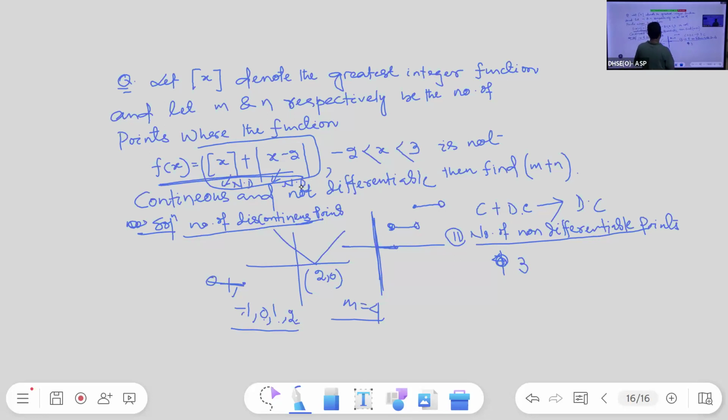So LSD at x is equal to 2, the left hand derivative, is equal to limit h extending towards 0, f of 2 minus h minus f of 2, divided by minus h. Quickly note it down, I will use the next page.